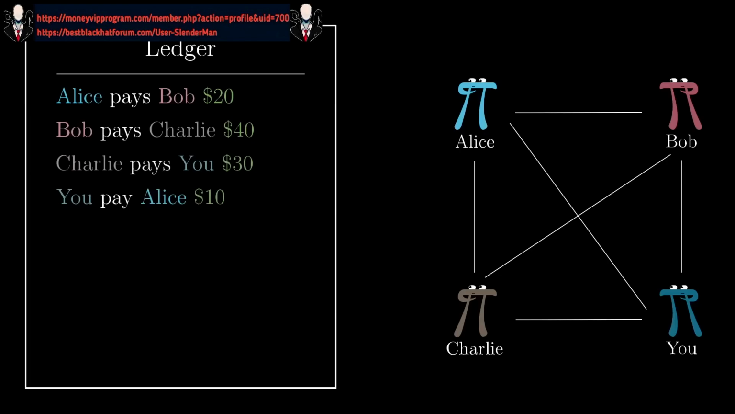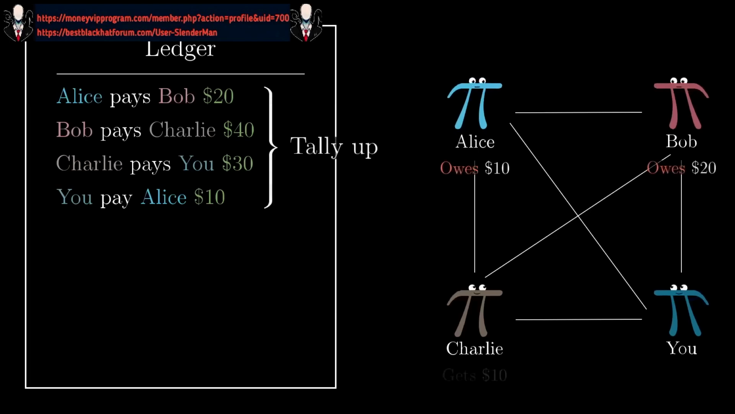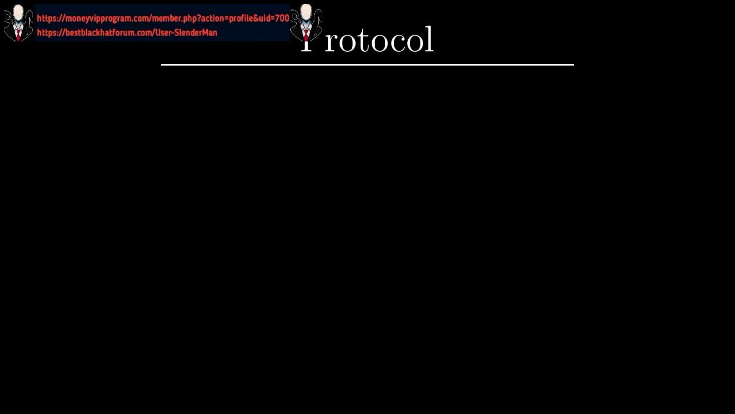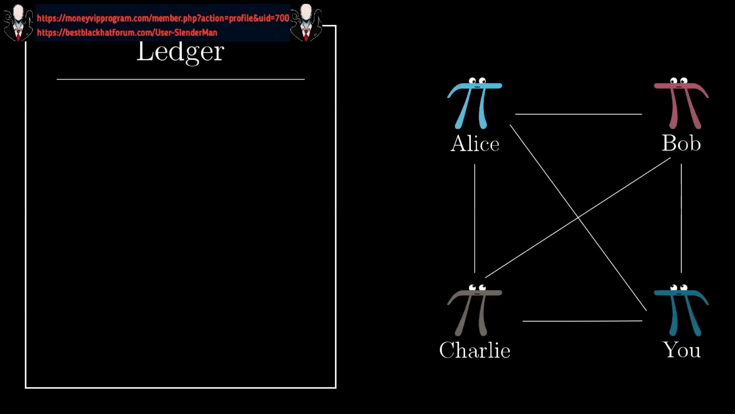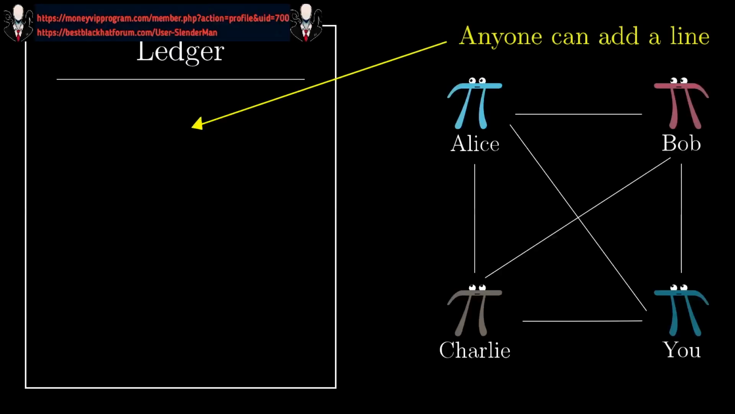This ledger is going to be something public and accessible to everyone, like a website where anyone can go and just add new lines. And let's say that at the end of every month, you all get together, look at the list of transactions, and settle up. If you spent more than you received, you put that money in the pot, and if you received more than you spent, you take that money out. So the protocol for being part of this very simple system might look like this. Anyone can add lines to the ledger, and at the end of every month, you all get together and settle up. Now, one problem with a public ledger like this is that anyone can add a line.